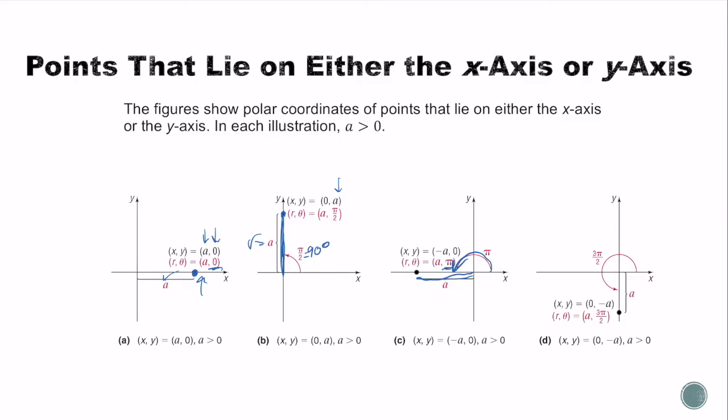Last, if I have a point on the negative y-axis, so negative a, my radius becomes the absolute value of a. So that's the distance from our pole, from the origin. And then I'm looking at the angle from my initial side, which is 3 pi over 2. So when you are given a point which has a 0 as an x or a 0 as a y value, I would imagine envisioning where it is on the xy coordinate plane, because that can really help you determine the value of your theta and the length of your radius.